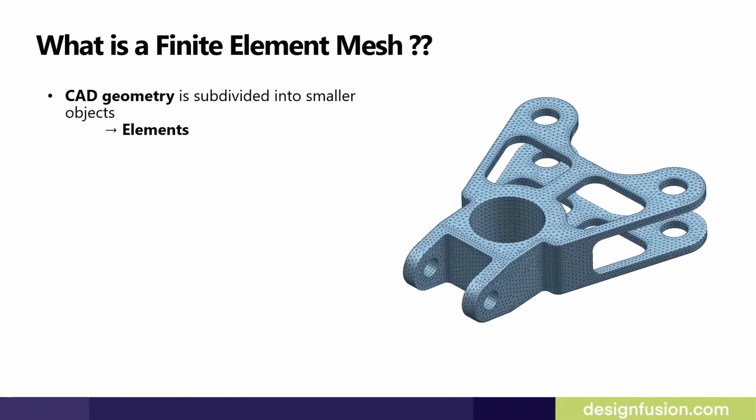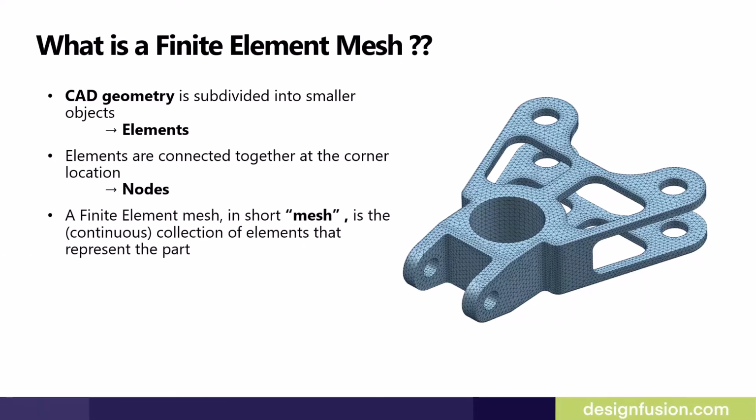It is the discretization or subdivision of CAD geometry into smaller objects, which we call elements, and those elements are connected together at the corner locations, which we call nodes. In short, a mesh is a continuous collection of elements that represent a part. The important thing is to build a good quality, evenly distributed mesh, so we can get a reliable simulation result.